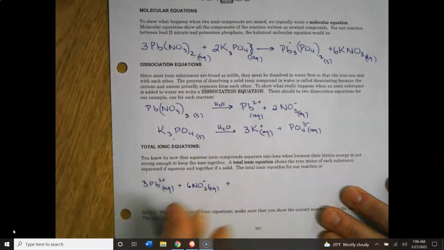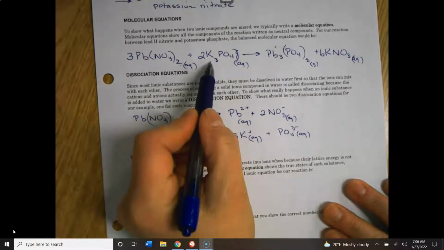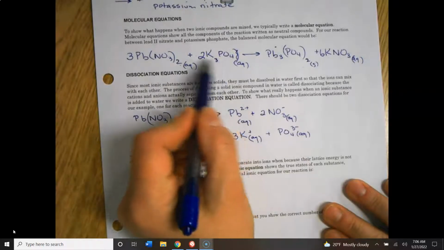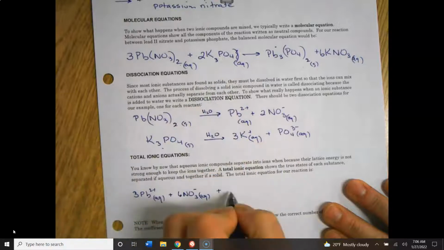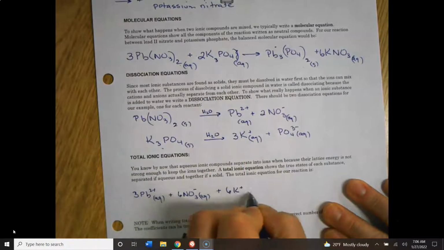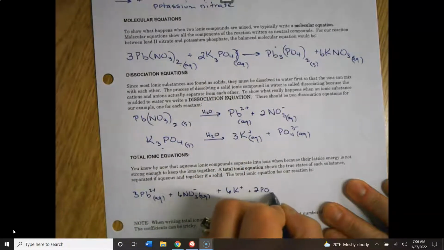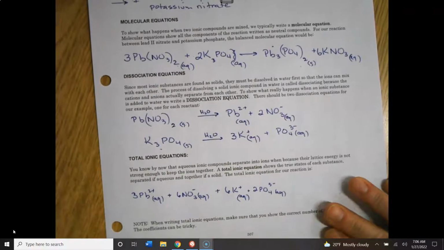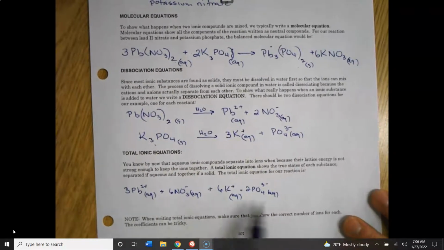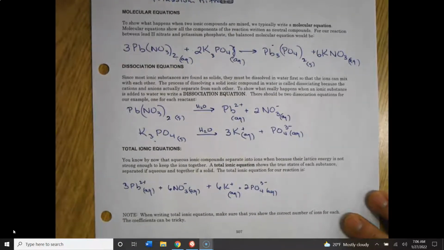Likewise, I'm going to do the same thing for potassium phosphate, but notice I have 2 of them. So I'm going to have 6 potassiums and 2 phosphates. And again, they are both aqueous. So there's my reactant side. It takes up a little more room than in the molecular equation because we're splitting the ions apart.